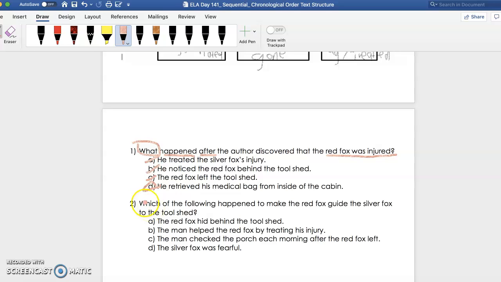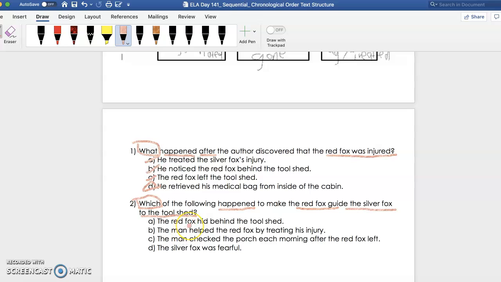This is why it's important that you always go back and pick the evidence out. Now let's go to number 2. It says, which, we always box up our question prompt. Which of the following, that means these following statements, happened to make the red fox guide the silver fox to the tool shed? Okay, so basically it's asking what had to happen in order for the red fox to take the silver fox to the tool shed. So this is almost like an inference that we have to make based on what happened in the text. So let's look at our answer choices here.